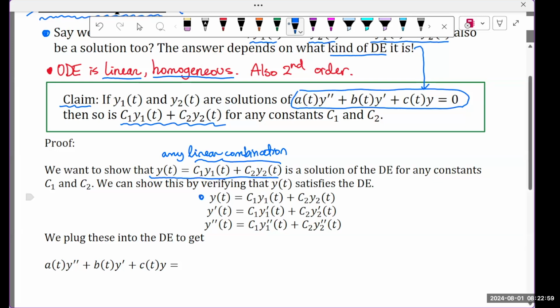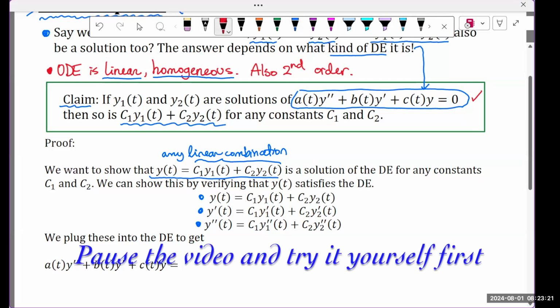So we take y, we take its first derivative, and we take its second derivative. I suggest you pause the video and give it a try yourself and see if you can verify that y, as a linear combination of y1 and y2, is also going to be a solution to this general linear homogeneous second order ordinary differential equation.